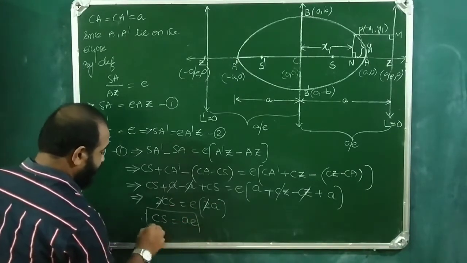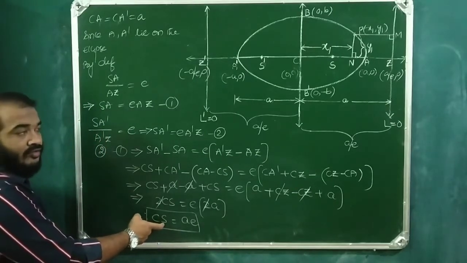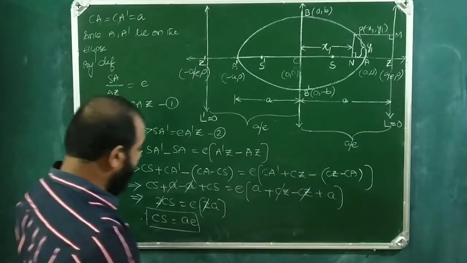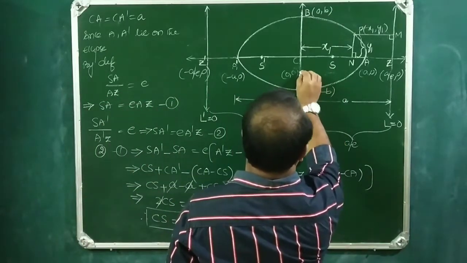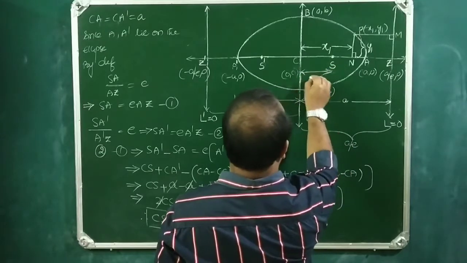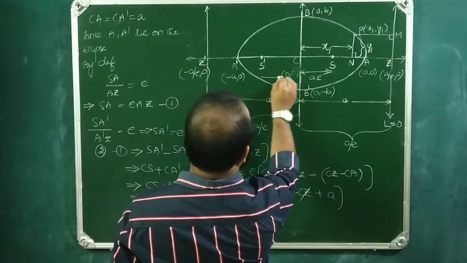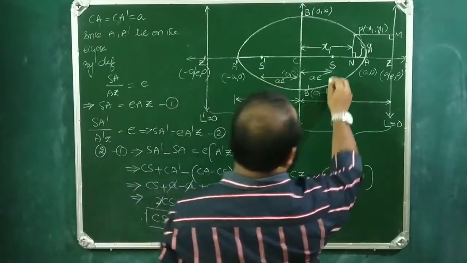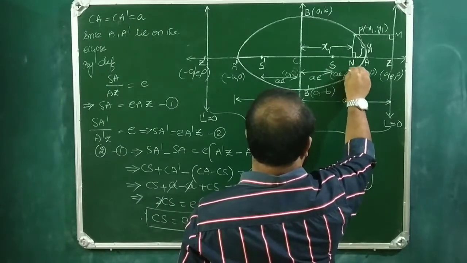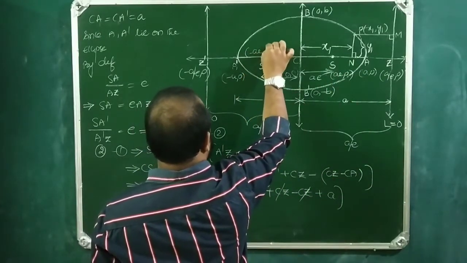That means the distance between the center of the ellipse and the fixed point, which is the focus, is ae. That is this distance. This distance is equal to ae. Obviously this distance is also ae. That means the coordinates are (ae, 0) and this is (minus ae, 0).